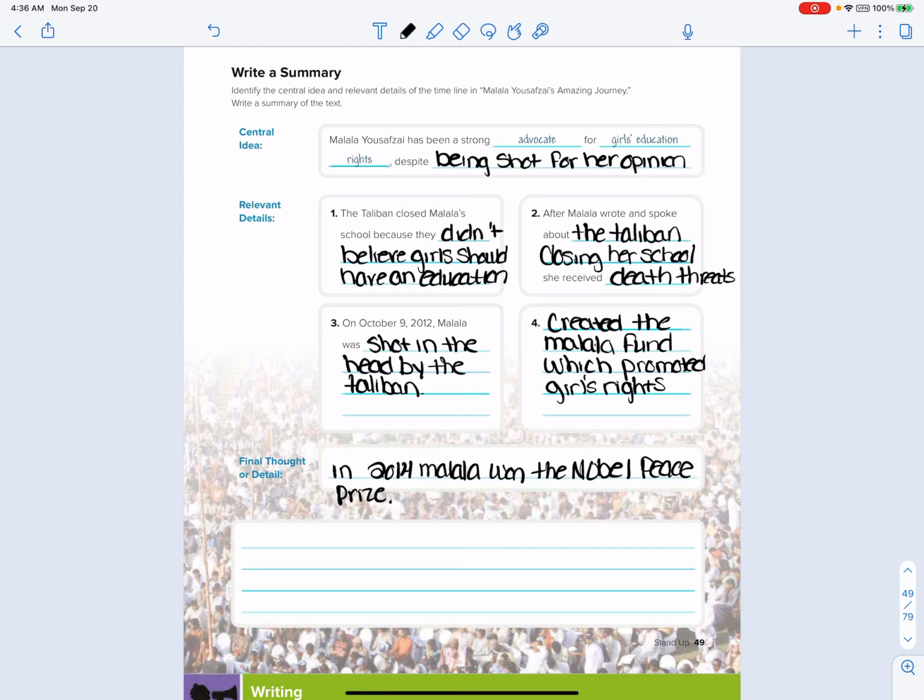So go ahead and make sure you write that out. If you need to rewind it to help put that together, go ahead. But you're just using your summary and putting it together. If you have any questions, reach out to me.